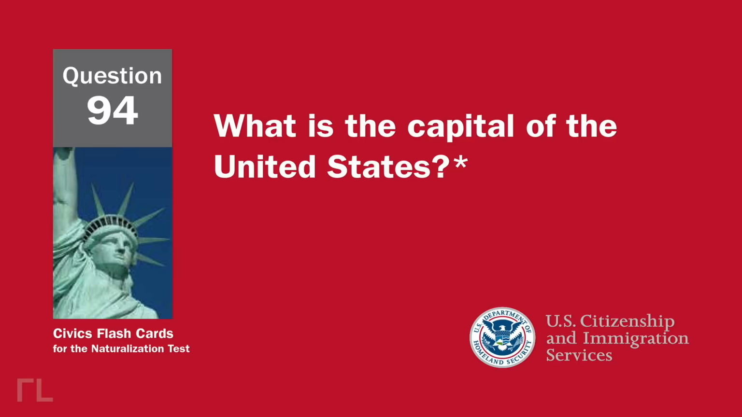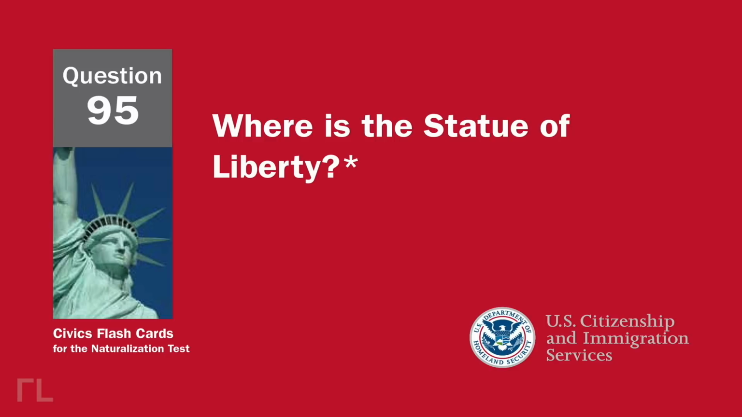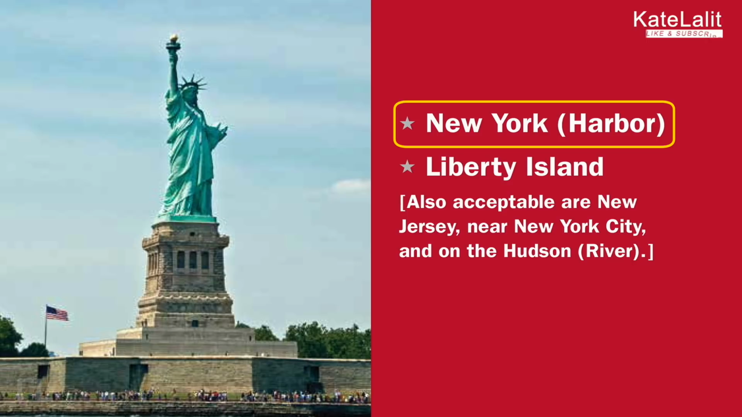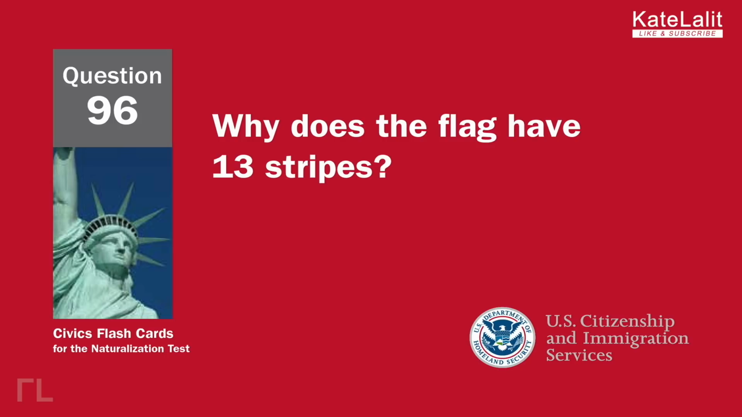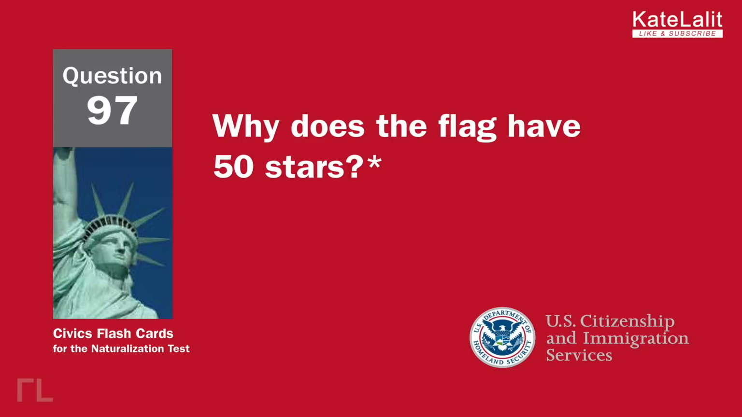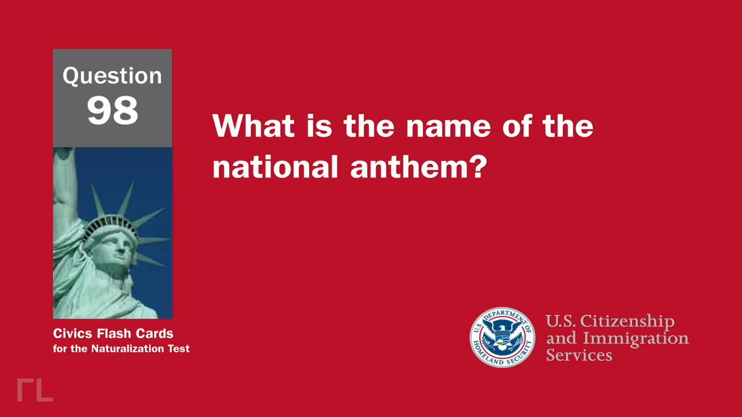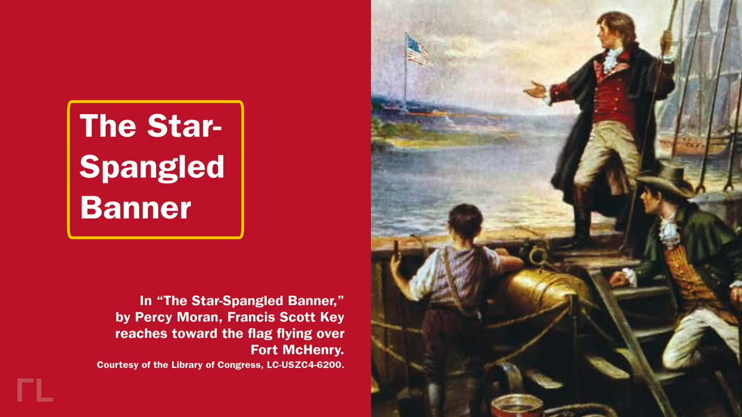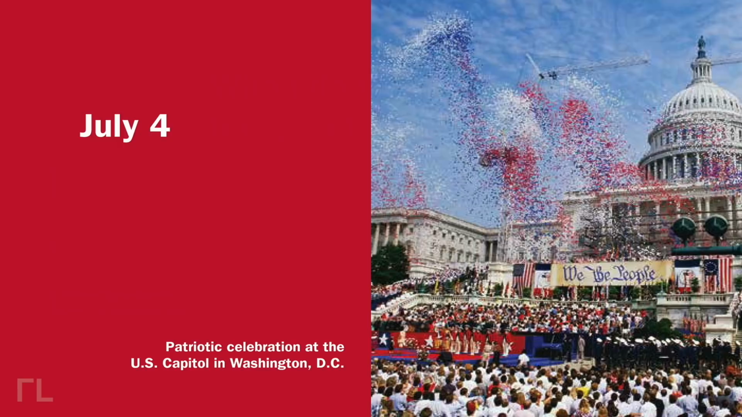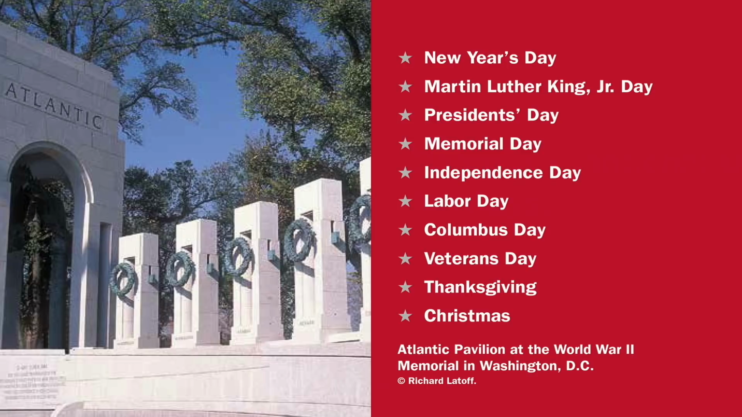What is the capital of the United States? Washington, D.C. Where is the Statue of Liberty? New York Harbor. Why does the flag have 13 stripes? Because there were 13 original colonies. Why does the flag have 50 stars? Because there are 50 states. What is the name of the national anthem? The Star-Spangled Banner. When do we celebrate Independence Day? July 4th. Name two national U.S. holidays. New Year's Day. Independence Day.